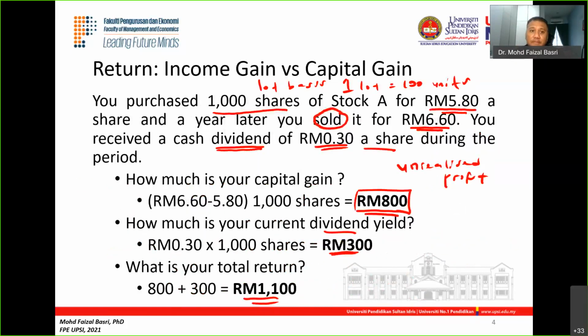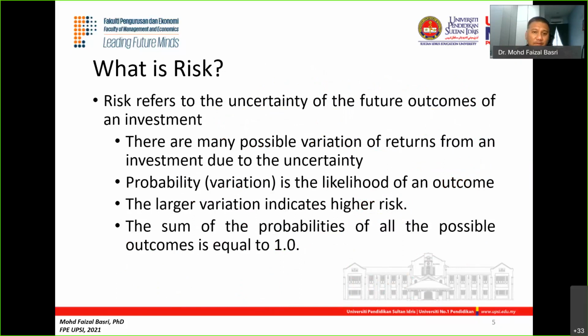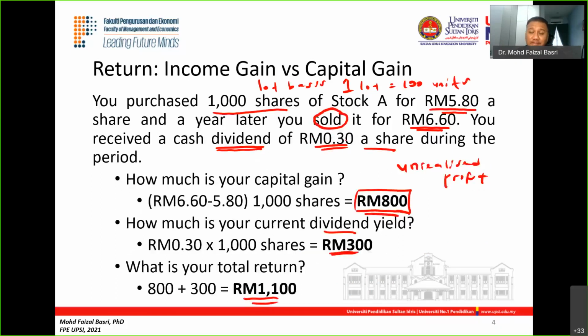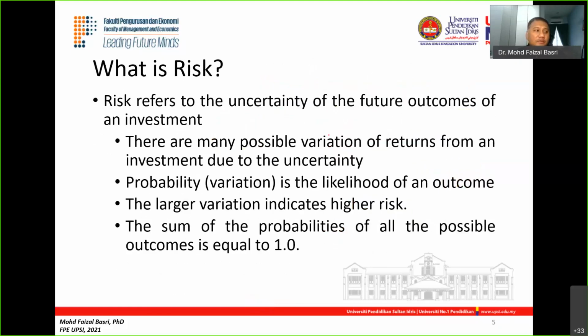So from the risk point of view, we haven't touched on the measurement of return yet. This just gives you the idea of what return is all about. And when we talk about risk, it refers to uncertainty, uncertainty of the outcomes of investment. Obviously, the majority of investments will have the element of risk, unless it is a guaranteed type of investment.